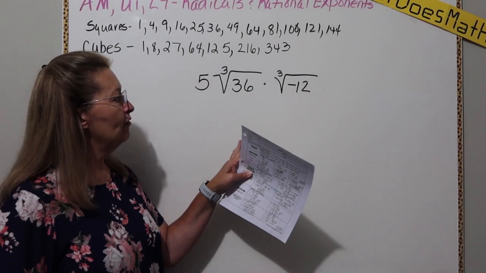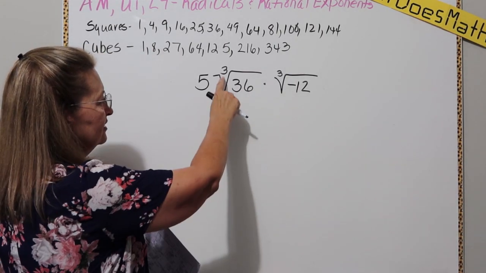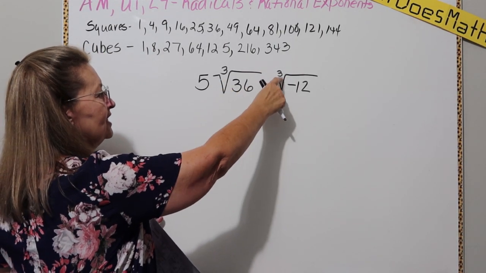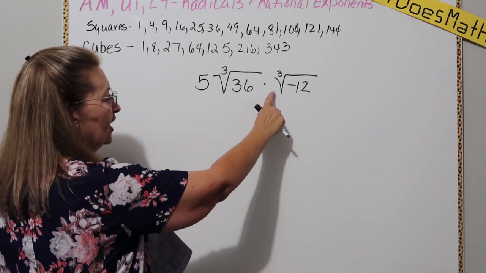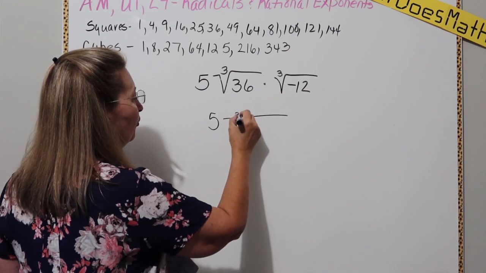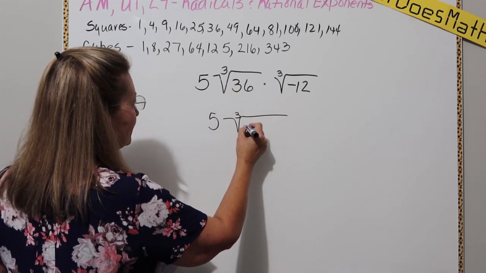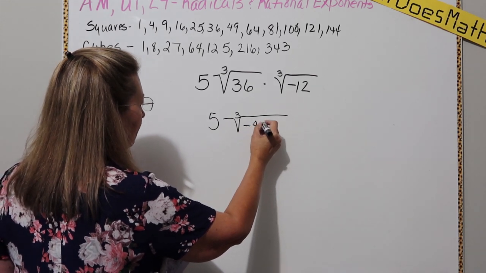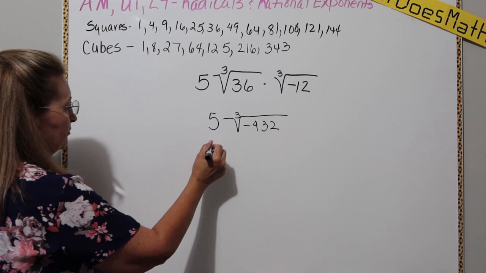Okay, here's number 12. So this time we have cubes. It's still the same thing. Since the cubes match, the indices match, we're going to multiply what's outside. So 5 times 1 will be 5. And then we can multiply what is inside. 36 times negative 12 will give us negative 432. Alright, now let's simplify.